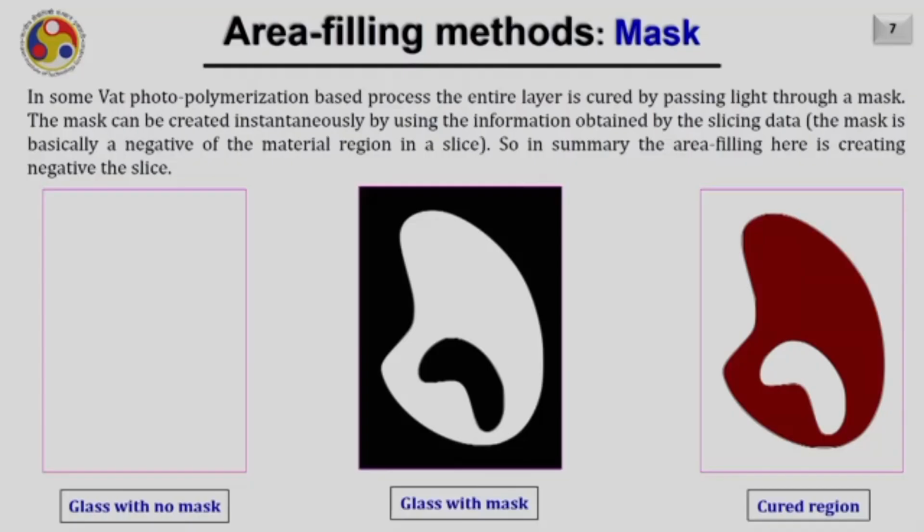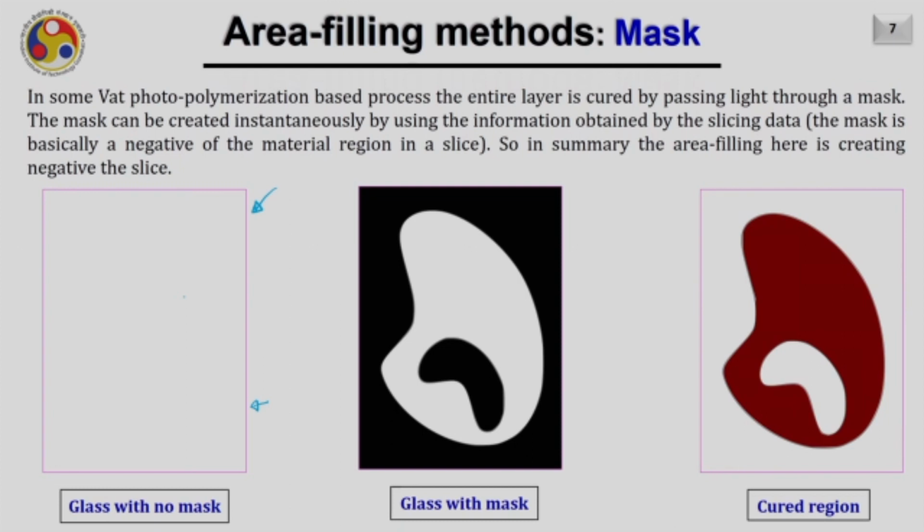So what happens? We start with a glass with no mask like here. Assume that the boundary you are seeing here in pink color is associated with the boundary of the glass and the entire region is transparent. If the light falls onto it, the light will pass through everywhere.